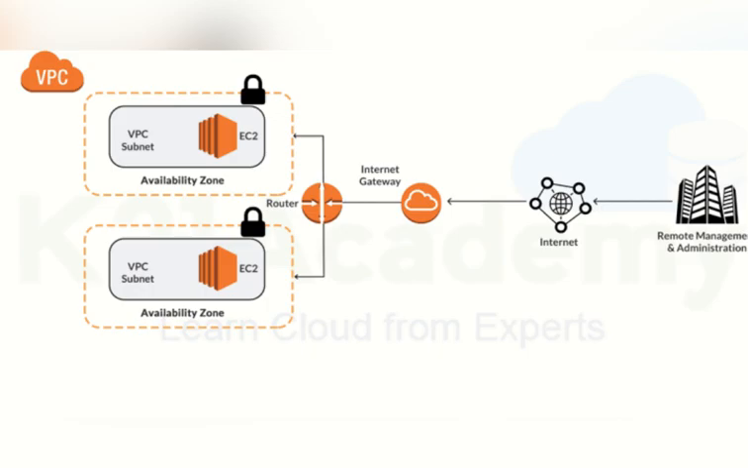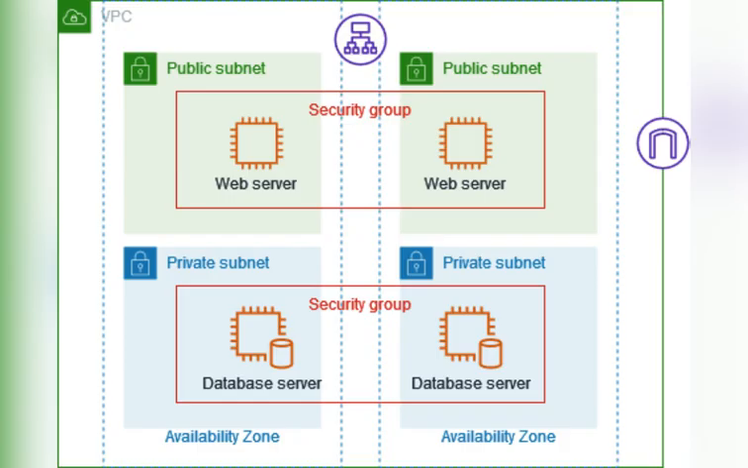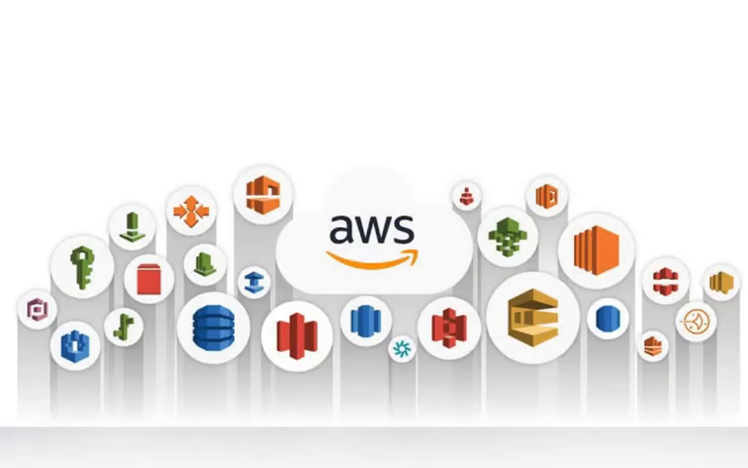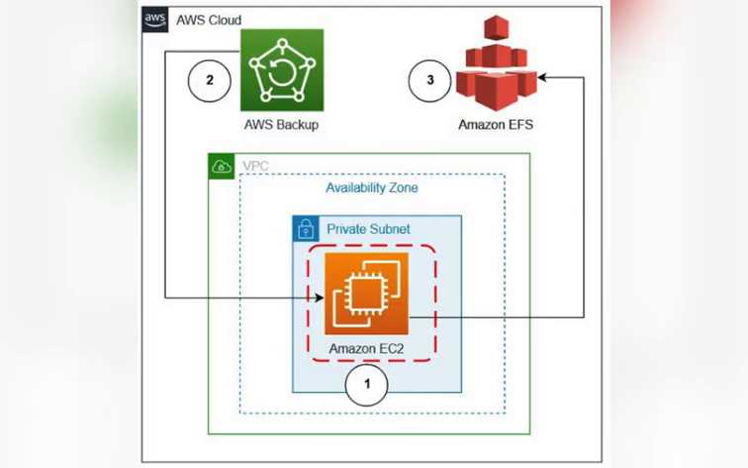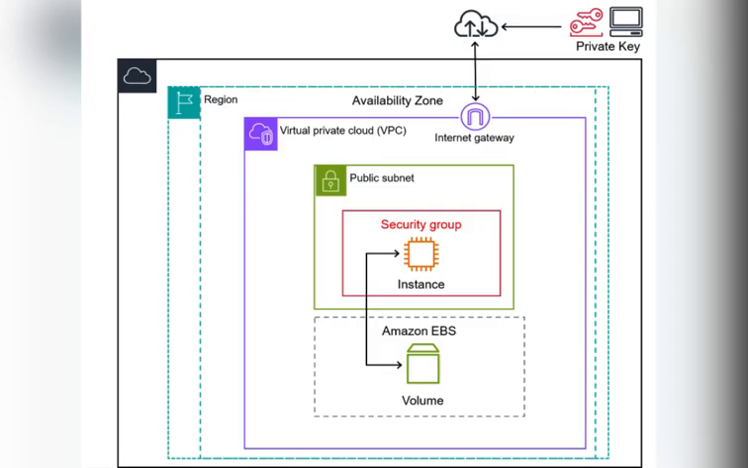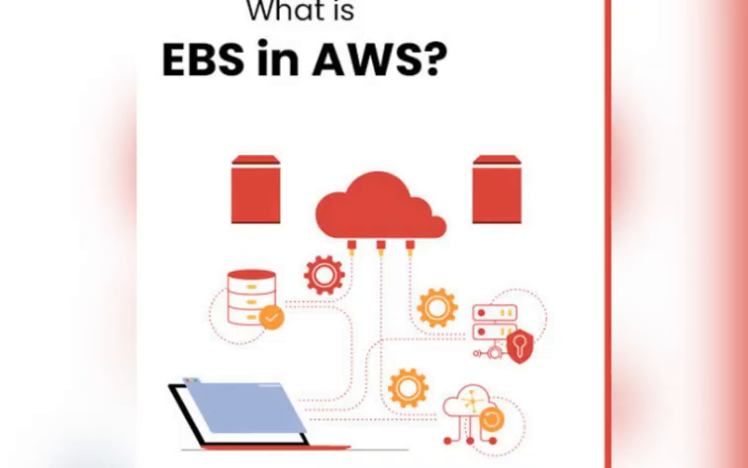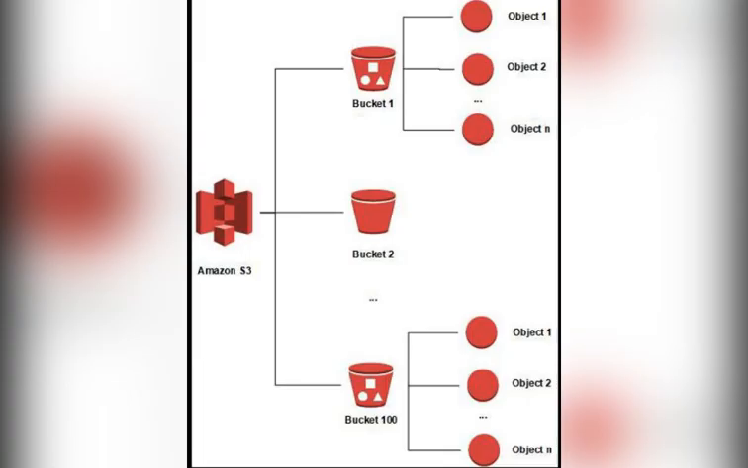The next service is VPC, Amazon Virtual Private Cloud. It is a service that lets you launch AWS resources in a logically isolated virtual network that is separated from other virtual networks in the AWS cloud. It is completely dedicated to your AWS account. It is a logically separated section of the AWS cloud. The next service is Internet Gateway in AWS. Internet Gateway enables communication between your VPC and the Internet. It enables resources like EC2 instances in public subnets to connect to the Internet.